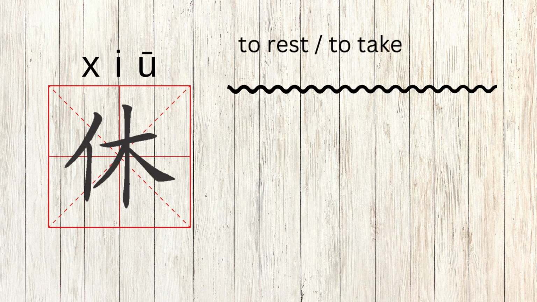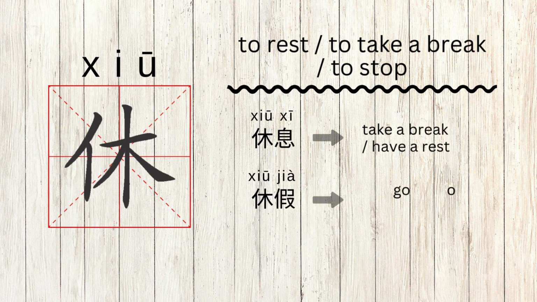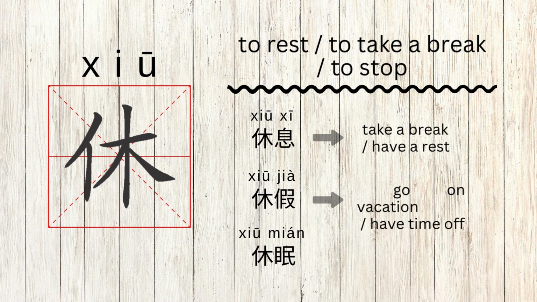This character is pronounced 休. It means to rest, to take a break, or to stop. This character forms many useful words. 休息 means to take a break, have a rest. 休假 means to go on vacation, have time off. 休眠 means hibernation, sleep mode. Many words with this character carry the idea of rest or pause.